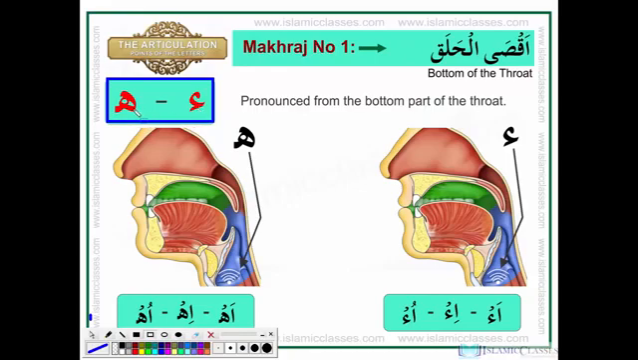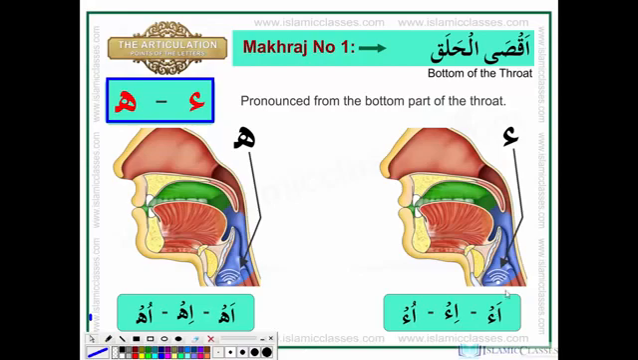Hamza, Ha. And one thing more, keep in mind: when I say these letters, you also try to pronounce after me, just for practice. I hope you will learn and understand how we can pronounce the correct sound of each letter.